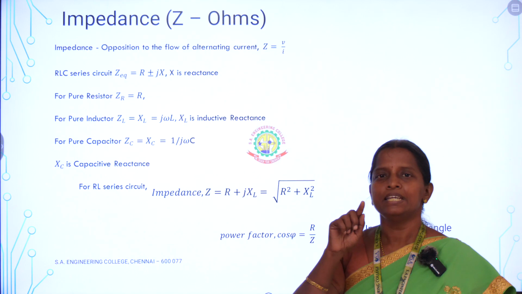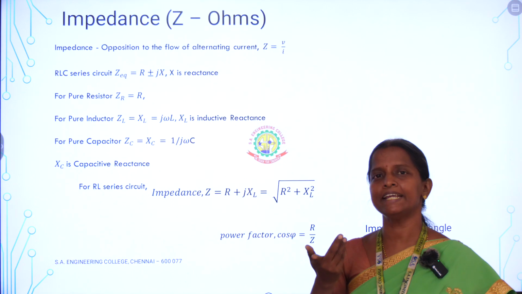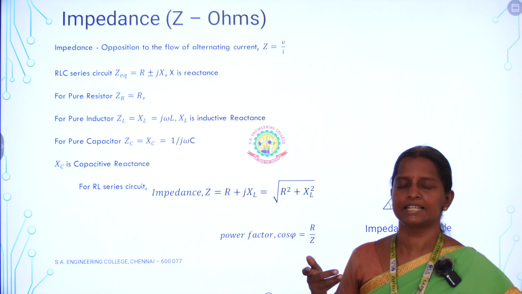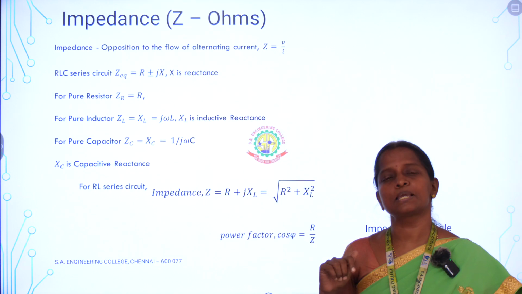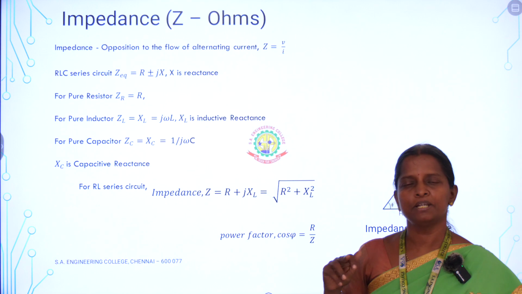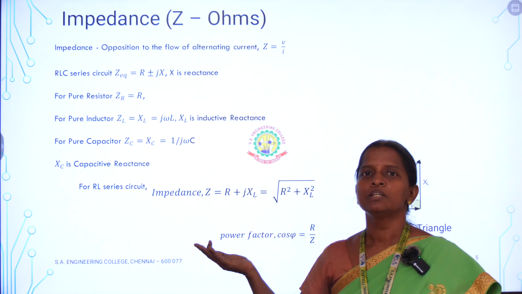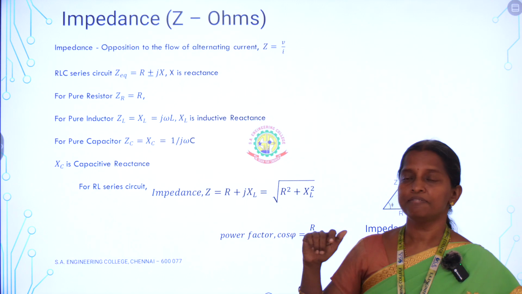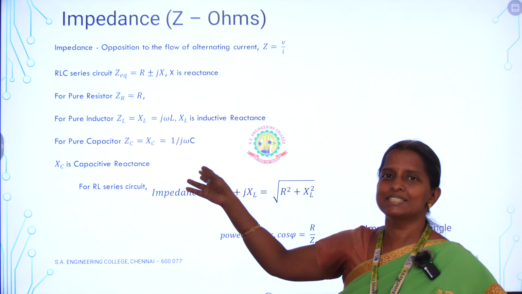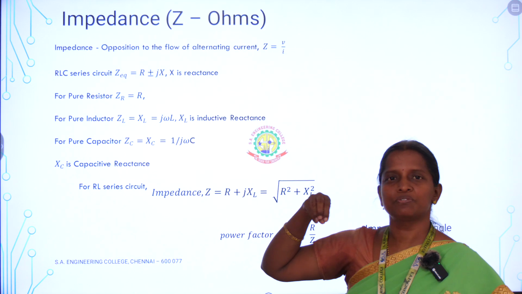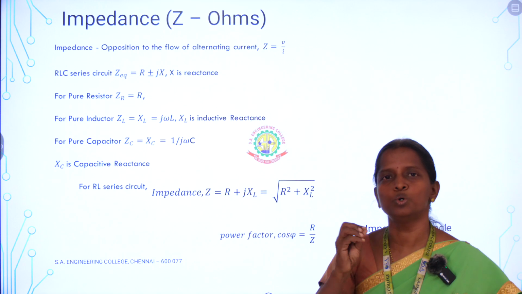What is inductance? Flux linkage per unit current is the inductance. The unit of inductance is the henry. What is capacitance? Capacitance is C equal to Q by V. Its unit is the farad. But if you are adding it here, we cannot put it as L, C like that. In this case, we have to substitute all the units in ohms only.